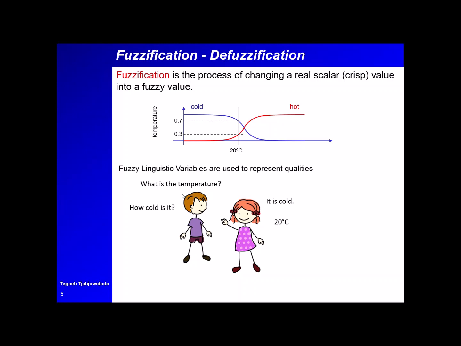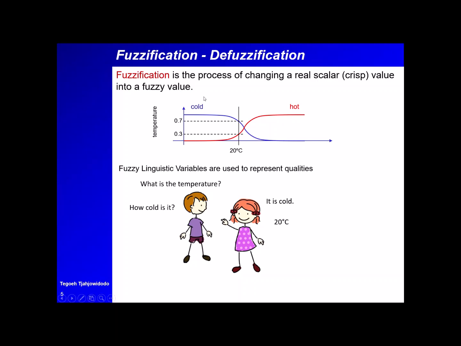So fuzzification, back again, is a process to convert a number, a real number, a crisp number. What I mean by crisp number is a real number, to a fuzzy language. What you can see in this diagram is to translate a temperature that is represented in degrees Celsius, to a fuzzy variable.